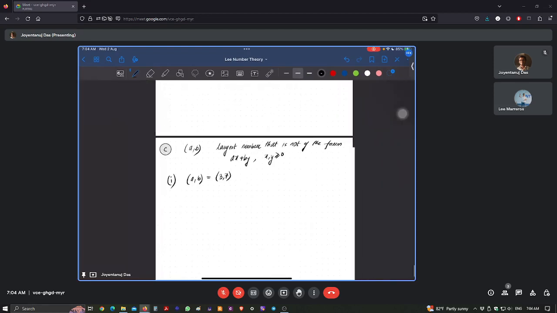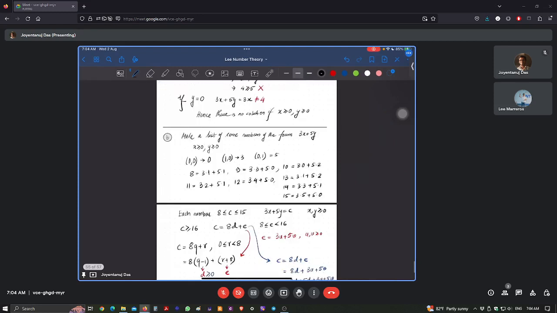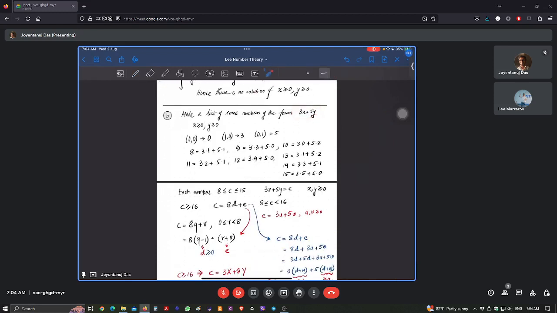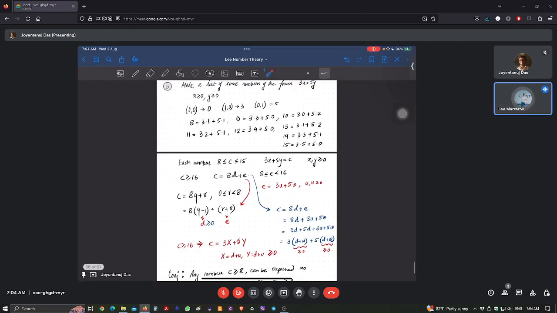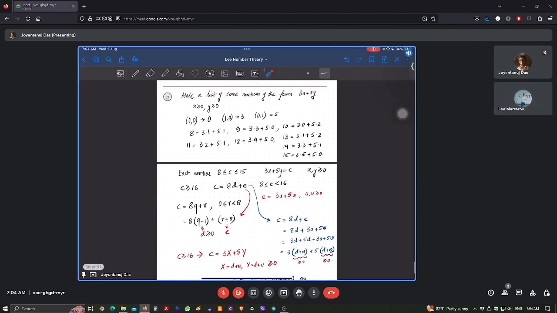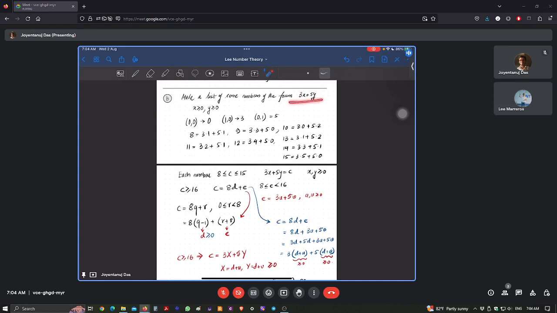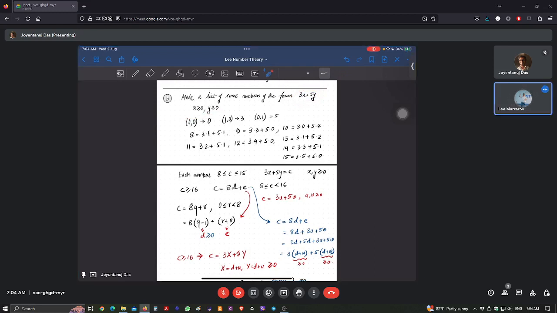If you remember, in the last equation we have 3x plus 5y. What you saw is that any number greater than or equal to 8 we can express in this form, right? So the largest number that cannot be expressed where both x and y are non-negative is 7. That is because from 8 you can build all the numbers using 3x plus 5y.